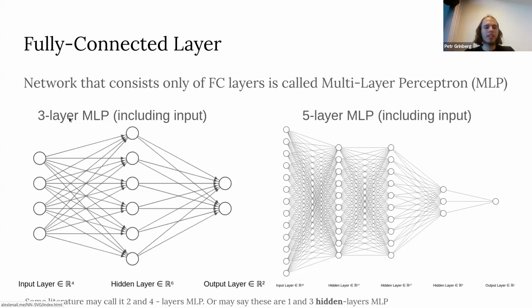Sometimes there are different notations of how many layers you consider in an MLP. One may say that this is a 3-layer MLP and include the input layer: 1 input layer, 1 hidden layer, and 1 output layer. And this is a 5-layer MLP: 1 input layer, 3 hidden layers, and 1 output layer. But in some other literature, people may say that you have only 2 layers because the input layer doesn't count, or that you have a 3-hidden-layer MLP, so they will count only hidden layers.